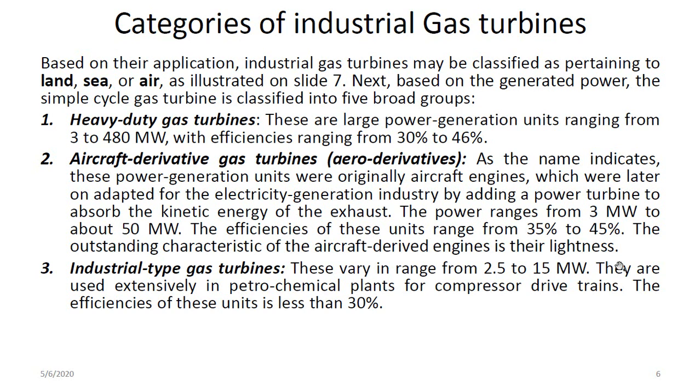So the first classification, you can have heavy-duty gas turbines. These are for power generation, ranging from 3 to almost 500 megawatts, with efficiencies ranging from 30 to 46. Then you've got aircraft derivative gas turbines, and you've got industrial gas turbines.